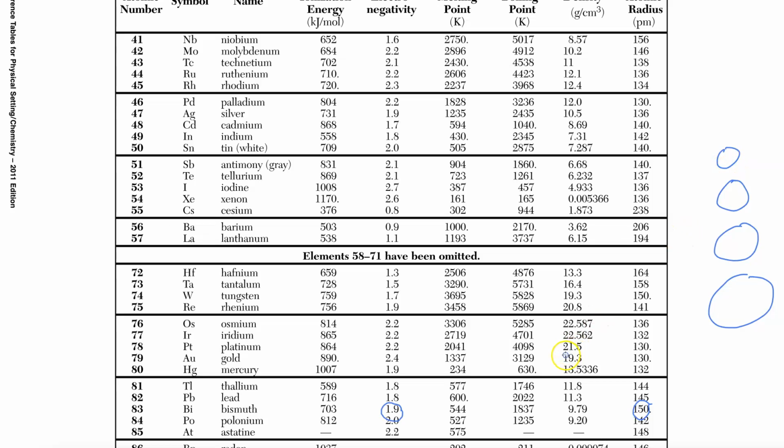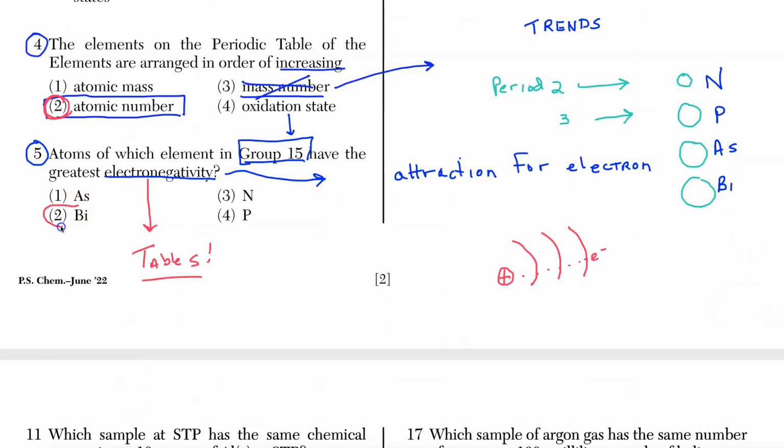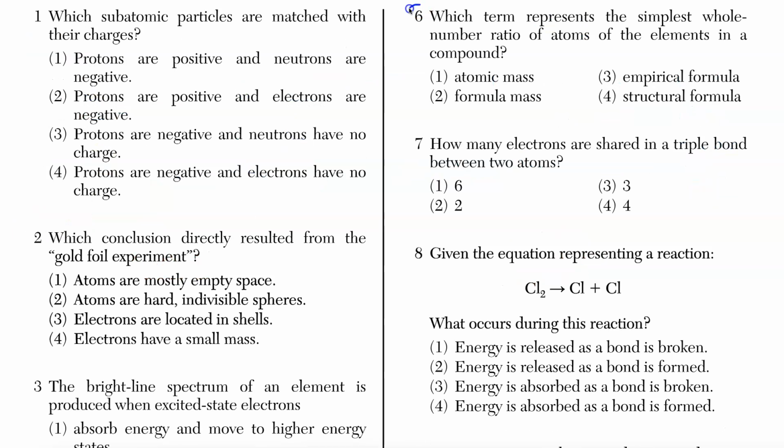All right, so bismuth is the answer based on Table S, if you don't want to use the trends. Silly to get this one wrong. So number 5 is 2 in all of its glory. Okay, so number 6. Which term represents the simplest whole number ratio?